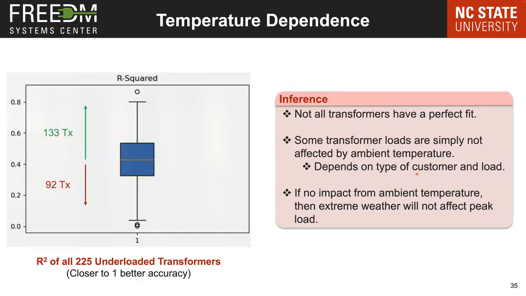But then once we start fitting this for all the underloaded transformers, we realize that around 92 transformers don't have a really good linear fit. This does not mean that the model is not performing well, but simply that there's no temperature dependence between the load and the ambient temperature. So there's no dependence between these two values. In these cases, we can simply ignore the model because there is no impact of ambient temperature, especially during extreme weather. It's not going to affect your load at all, and you don't have to worry about the rating of the transformer for those particular transformers during extreme weather.